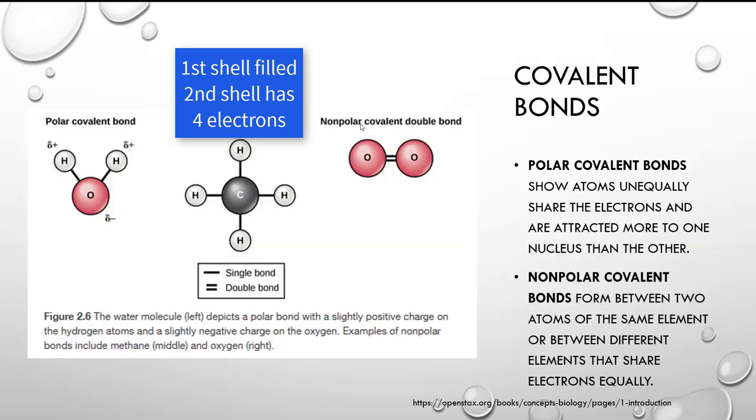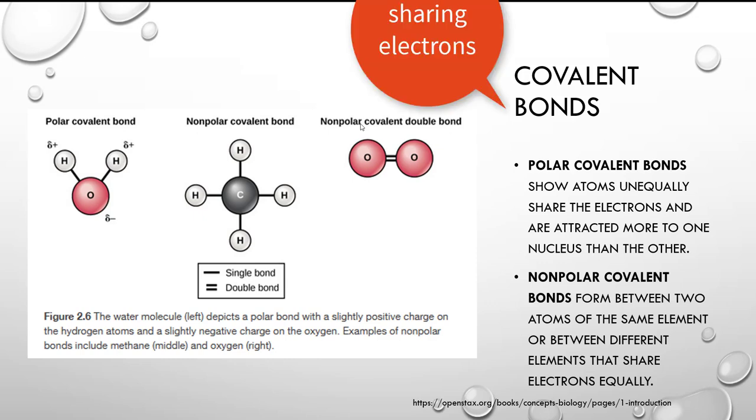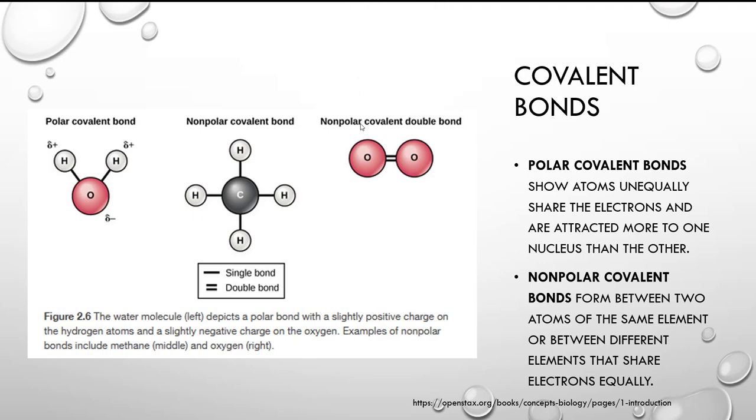So sharing electrons means that they're going to be forming covalent bonds. Covalent bonds are sharing electrons between 2 or more atoms. Now we have 2 types of covalent bonds. I'm actually going to start with the one down here, a nonpolar covalent bond. A nonpolar covalent bond means that they are equally sharing the electrons.